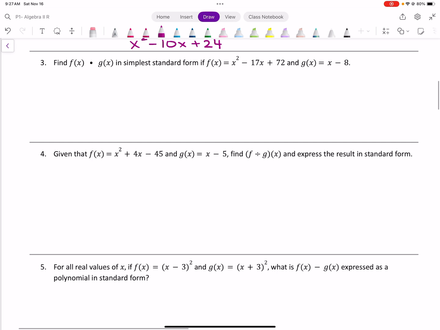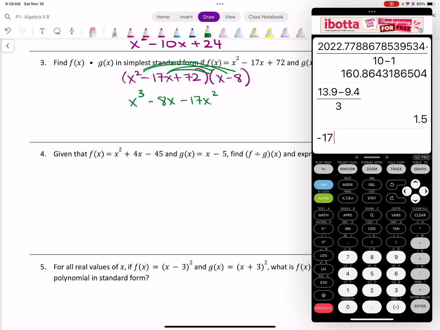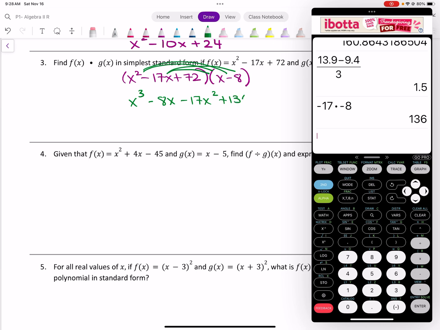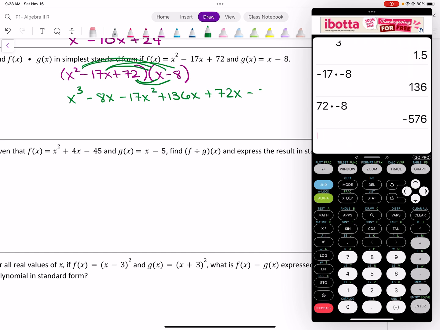Question 3, find f of x times g of x in simplest standard form. If f of x equals x squared minus 17x plus 72, and g of x equals x minus 8. So they are telling us to just take the two, x squared minus 17x plus 72, and multiply with it x minus 8. So we're going to distribute. X squared times x is x cubed. X squared times negative 8 is negative 8x. Negative 17x times x is negative 17x squared. Negative 17x times negative 8 should be positive 136x. 72 times x is 72x. And 72 times negative 8 should be negative 576.